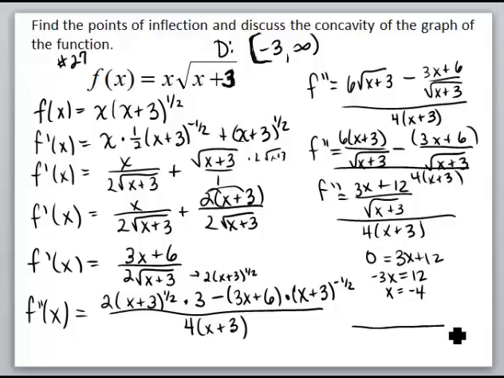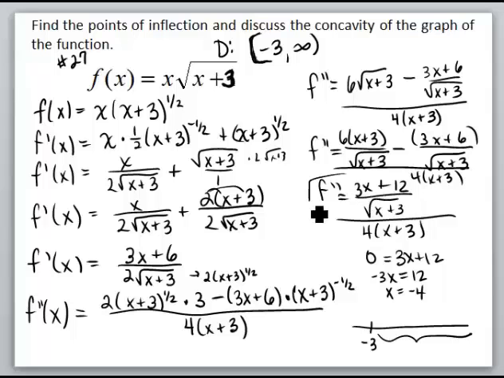So this graph simply is concave up or concave down. Remember, it only goes from negative 3 to infinity, so I can only test this one interval. So what we're going to do is we're going to look at the second derivative, and we're going to try one of those numbers. I'm going to pick 0 because 0 is the easiest thing to work with.